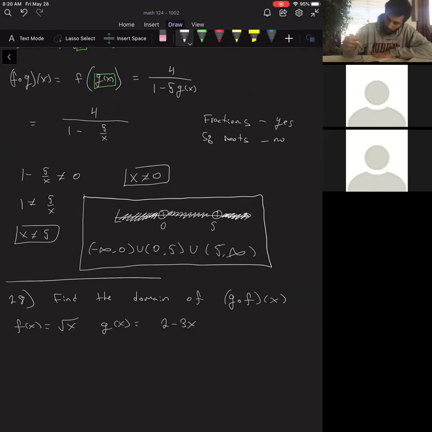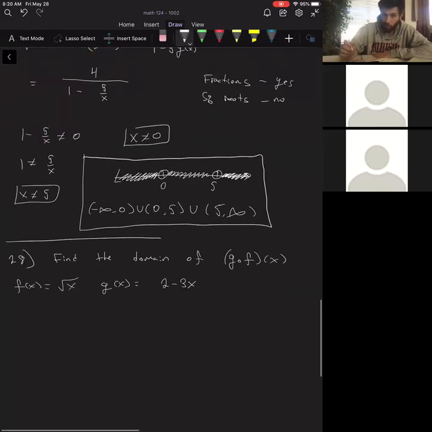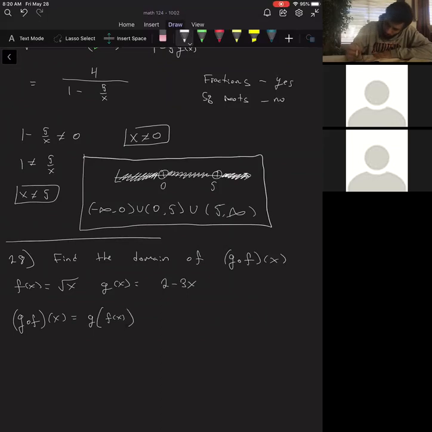So first thing to do, let's figure out what g of f of x equals. This is g, and we're plugging in f of x on the inside. With g, whatever goes inside, we place right here. So the thing we're plugging in is this f of x. This is going to equal 2 minus 3 times f of x, and f of x is square root of x, so 2 minus 3 times square root of x. Okay, so then we stop right here.